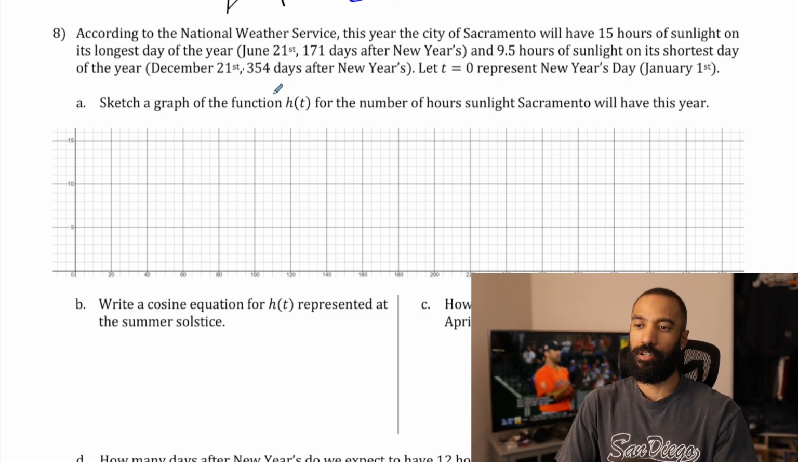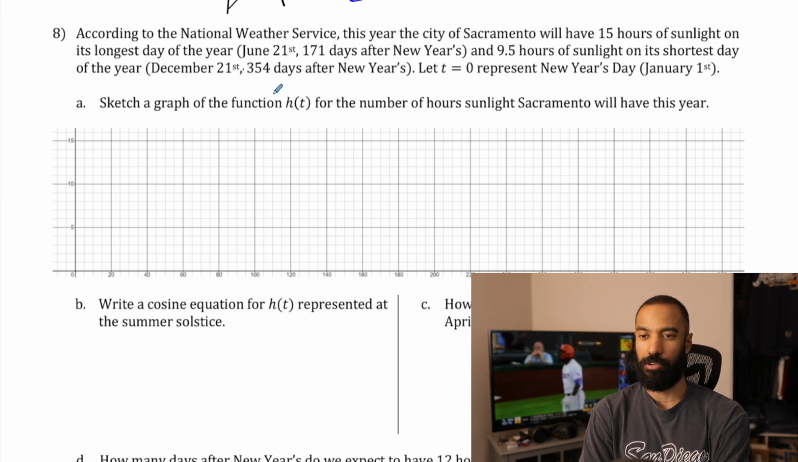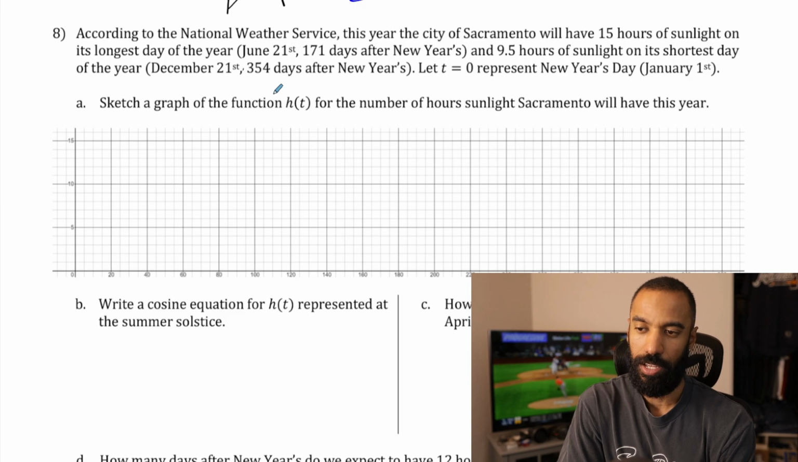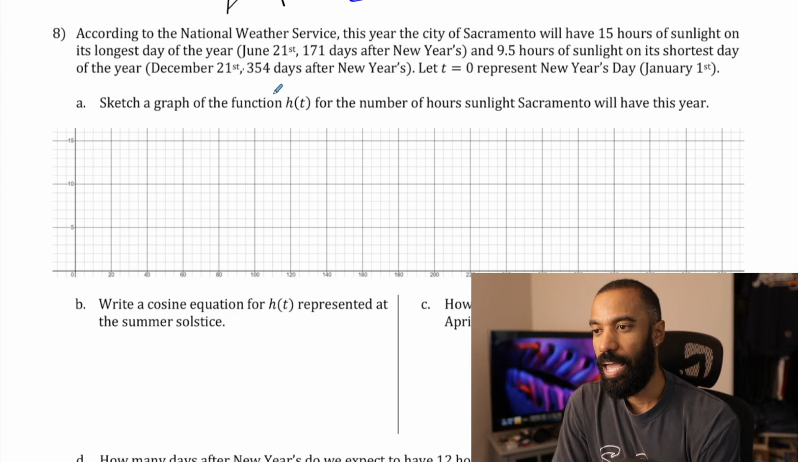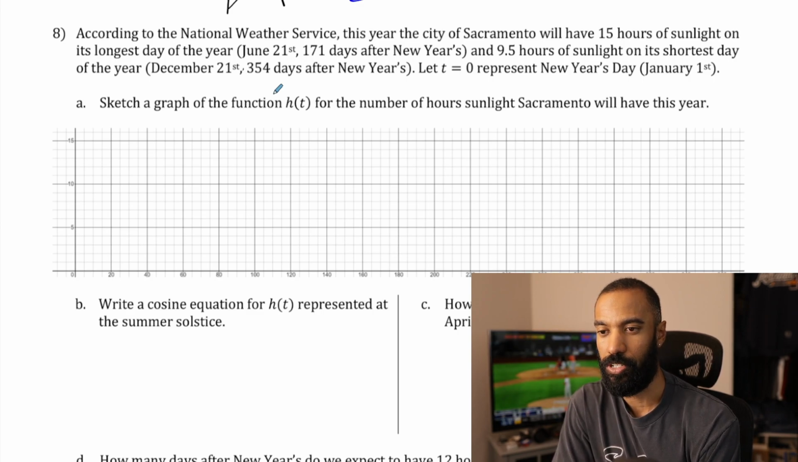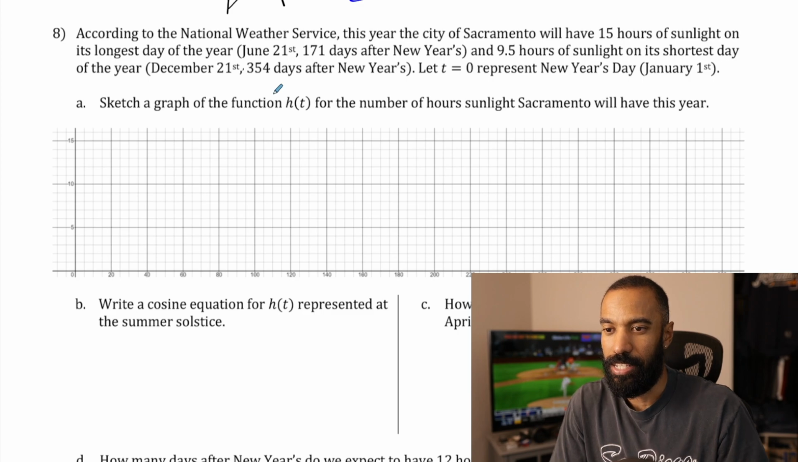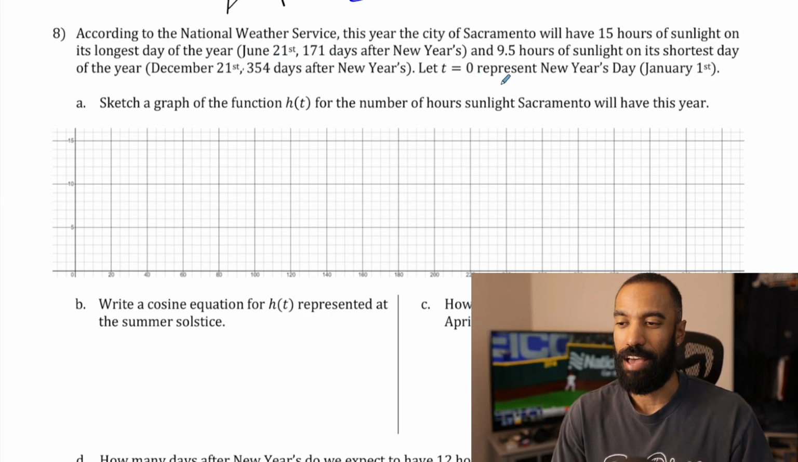According to the National Weather Service, this year the city of Sacramento will have 15 hours of sunlight on its longest day of the year, which is June 21st, my birthday, 171 days after New Year's, and 9.5 hours of sunlight on its shortest day of the year, December 21st, 354 days. Is that another comma that's not supposed to be there? I think so. 354 days after New Year's.